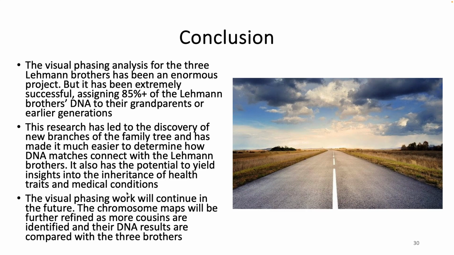So in conclusion, the visual phasing analysis for these three Lehmann brothers has been a really big project, but it has been very successful, as I've now assigned north of 85% of the brothers' DNA to their grandparents or even earlier generations. This research has led to the discovery of new branches of the family tree. It's made it much easier to determine how DNA matches connect with the Lehmann brothers. It also has the potential to yield insights into the inheritance of health traits and medical conditions.